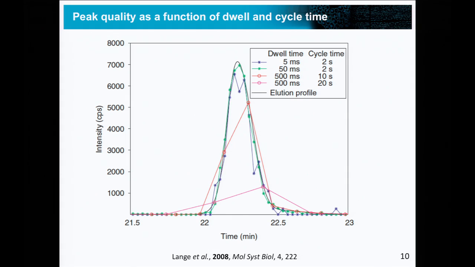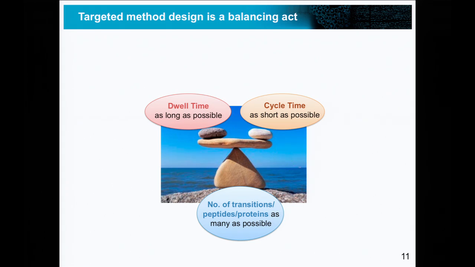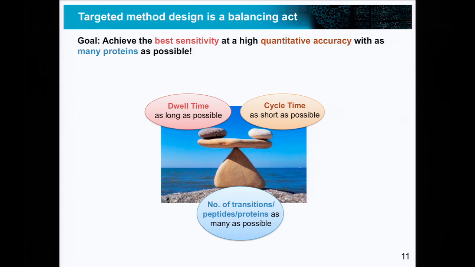Okay, so I gave this rather detailed explanation about cycle time and dwell time and how they are dependent on each other because I hope that now it becomes very clear that every targeted method design is a balancing act between 3 parameters: dwell time, cycle time, and the number of peptides, transitions and proteins that you can measure. And the goal that you always want to achieve is that you want to be really sensitive, right? You want to measure also low abundant proteins in your sample. And if you want to be sensitive, you need a long dwell time because you need to give the instrument time to separate true signal from noise.